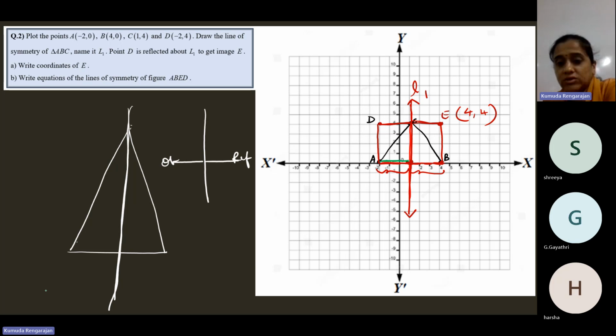1, 2, 3, 4, 5, 6. It is 6, right? And here it is 1, 2, 3, 4. Who said square? Okay, it's a rectangle of length 6 units and breadth 4 units. So we have to count. Now write the equations of the lines of symmetry of this rectangle.